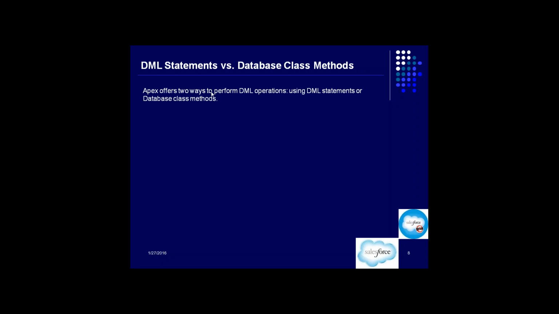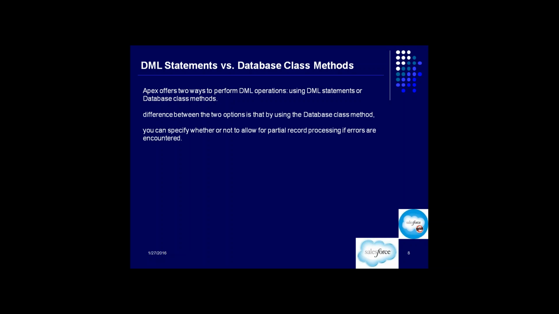Apex offers two ways to perform DML operations: using DML statements or database class methods. DML statements are insert, update, delete. The other option is database.insert, database.update, database.delete. The difference between the two options is that by using the database class method, like database.insert, you can specify whether or not to allow for partial record processing if errors are encountered. So that is an advantage here.